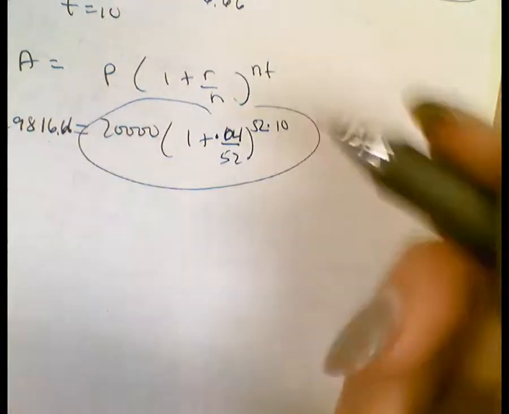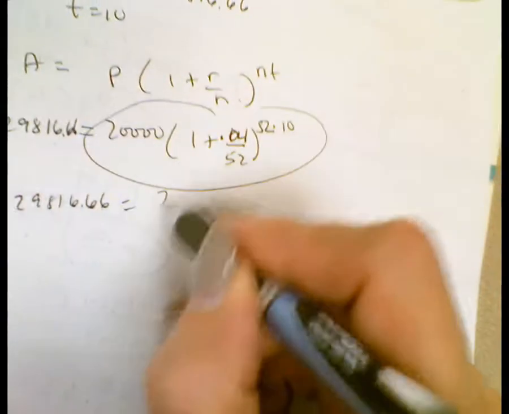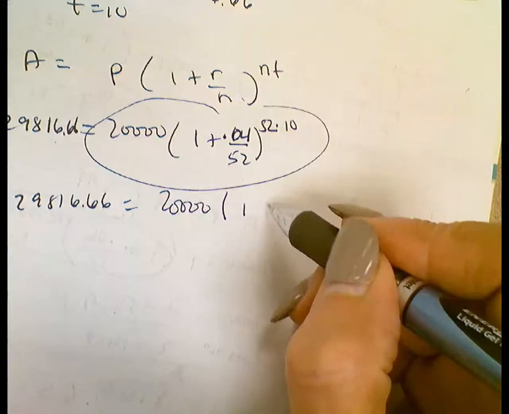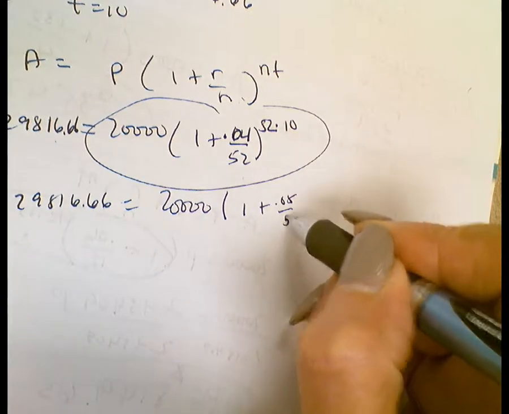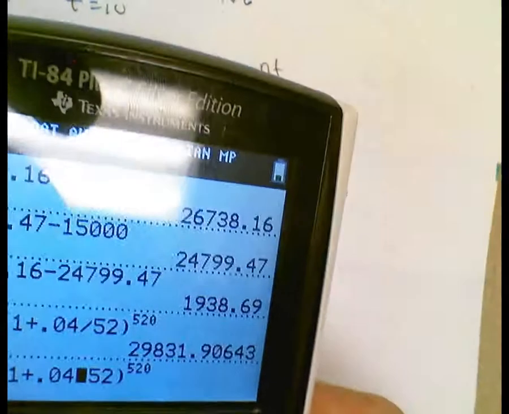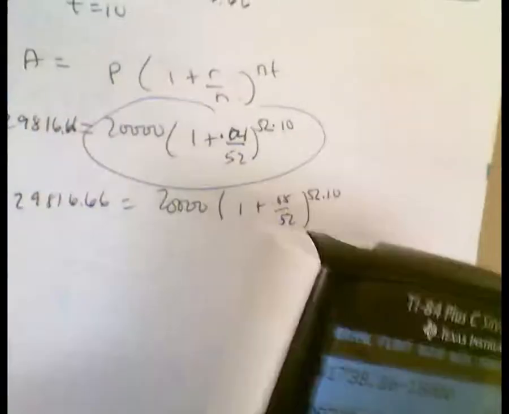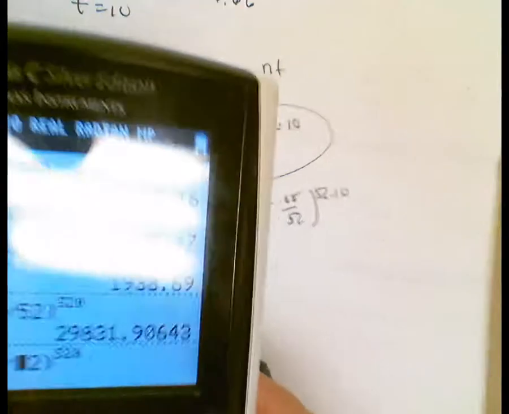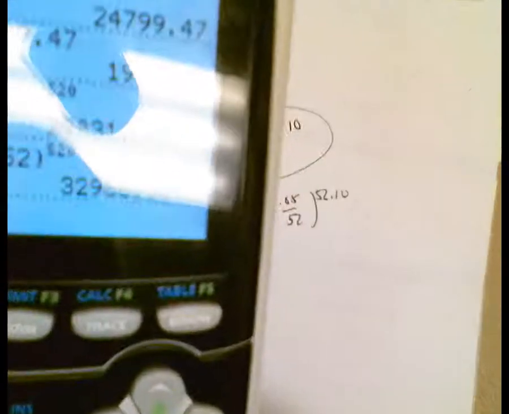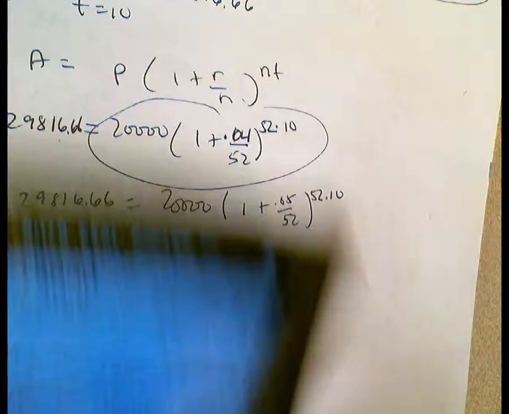So let's make some tweaks. Choice A did not work. Choice B is 5% compounded weekly. So this is still the same numbers, but we changed the interest rate, so let's see what that is. No, that's too high. So it's not B.